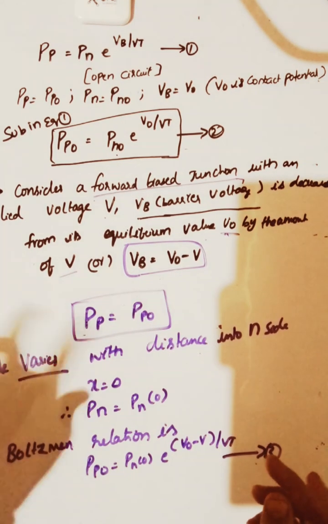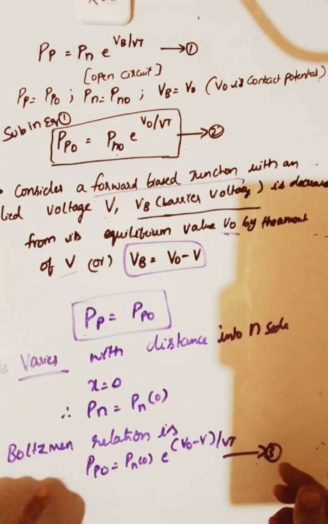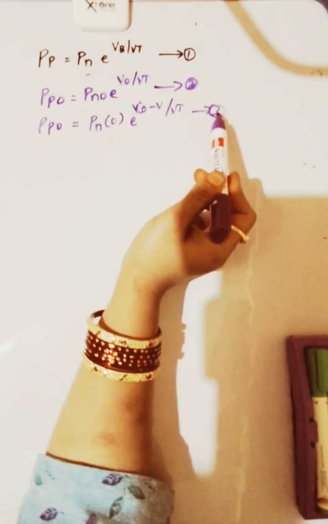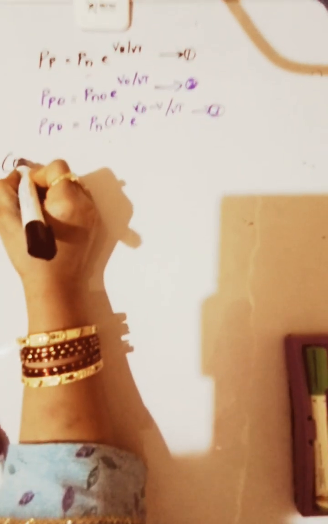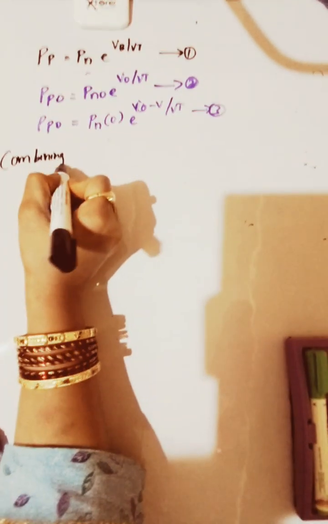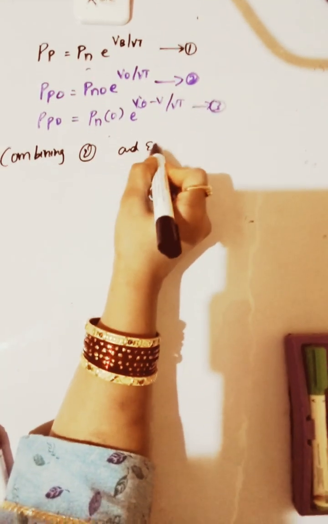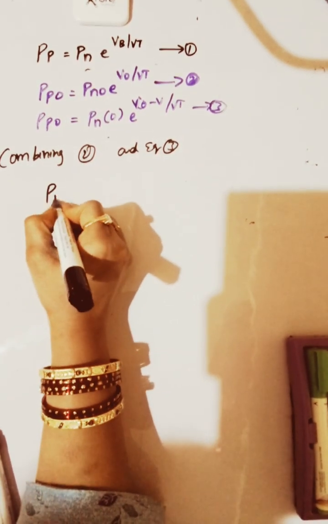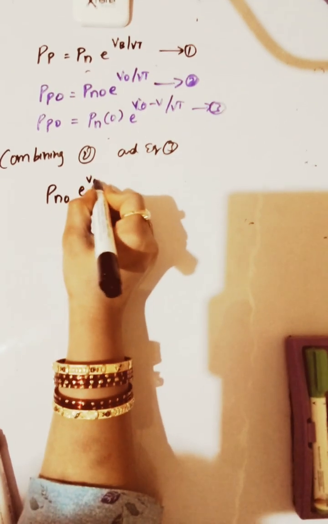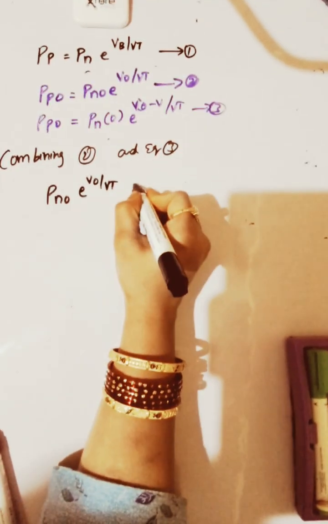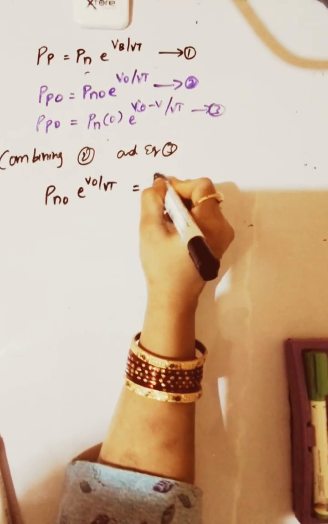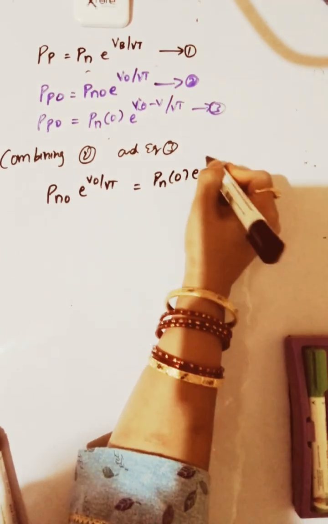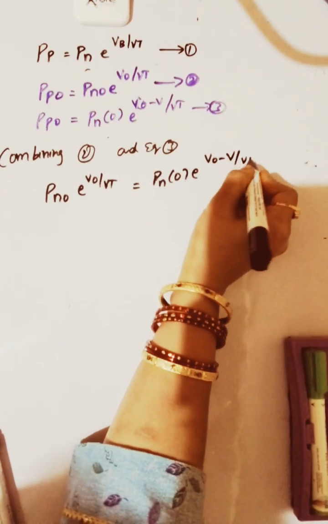Now I am erasing all those explanations and writing clearly. These are equations 1, 2 and 3. Now combining equation 2 and equation 3, what we will get? Pn0 e to the power of V0 by Vt is equal to Pn(0) e to the power of (V0 minus V) by Vt.